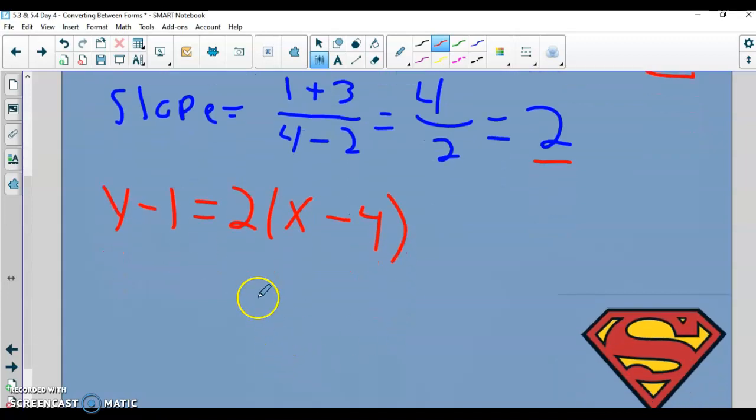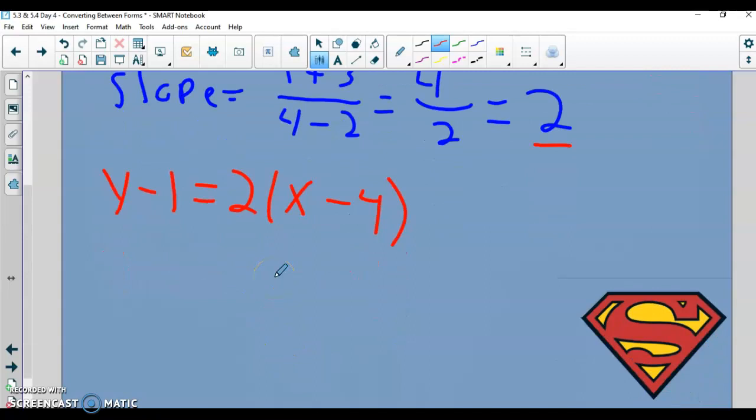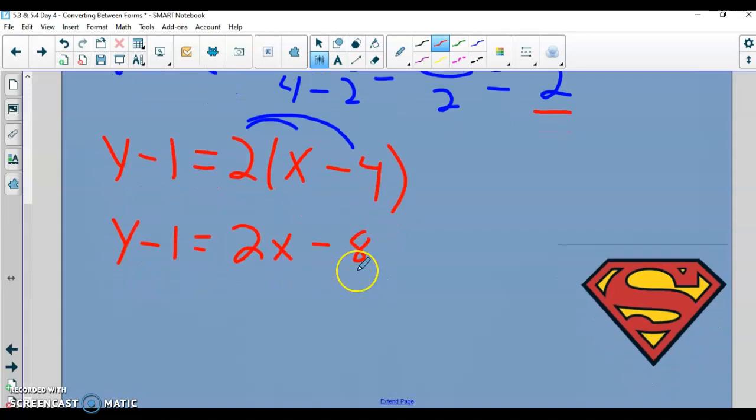And now, just like we did in the previous problem, we're in point slope form, so we can convert this into slope intercept. So we'll start with the distribution, and we'll get y minus 1 equals 2x minus 8. And then the last step, we have to get y by itself.